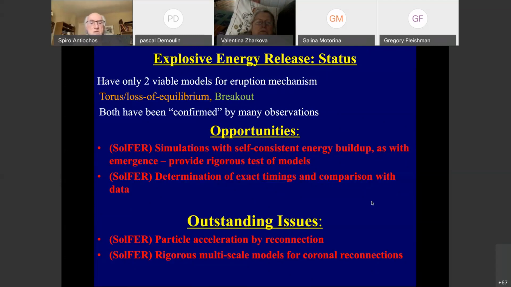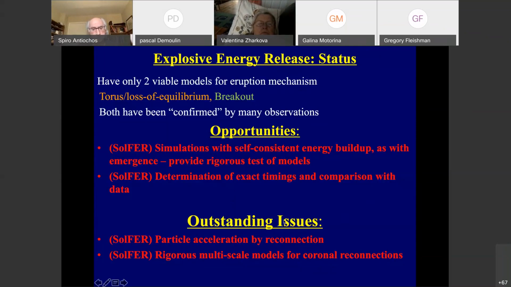Opportunities. Okay. I think the kind of simulations that have been done for the flux emergence should be done for cancellation and for the holistic condensation. Let's try to do calculations where we start with no free energy, build up the free energy, and let's just see how the eruption proceeds and how the energy release proceeds. Get the timings as to what happens first, compare those with observations. I think if we can do that, we'll go a long way towards being able to distinguish between the models.